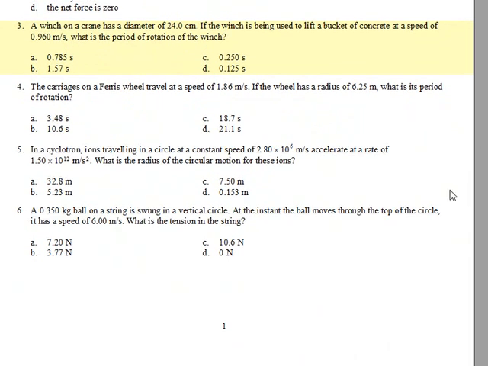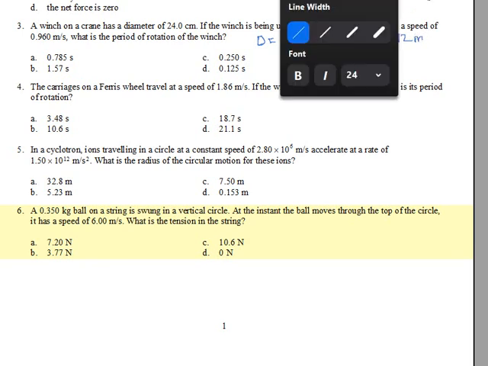Now we get to a few that are an actual number crunch, so let's see what we can do with these. A winch on a crane has a diameter of 24 centimeters. First, I'm going to turn that into meters. It's 0.24 meters. Next, because all of our formulae use radius instead of diameter, I'm immediately going to cut that in half and say 0.12 meters. I promise you we're going to need the radius long before we need the diameter.